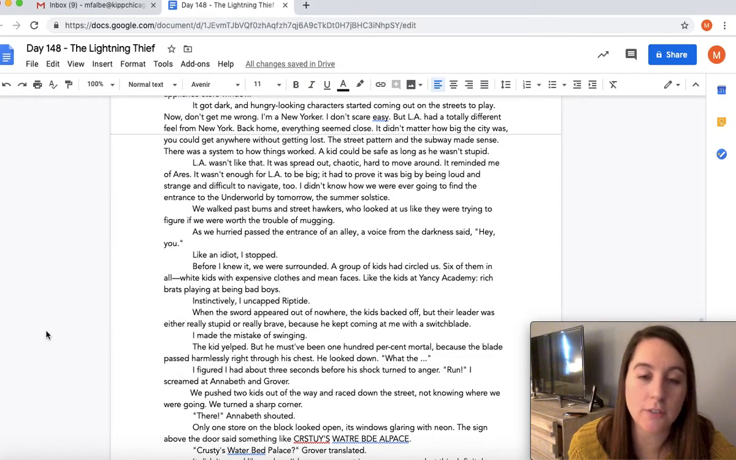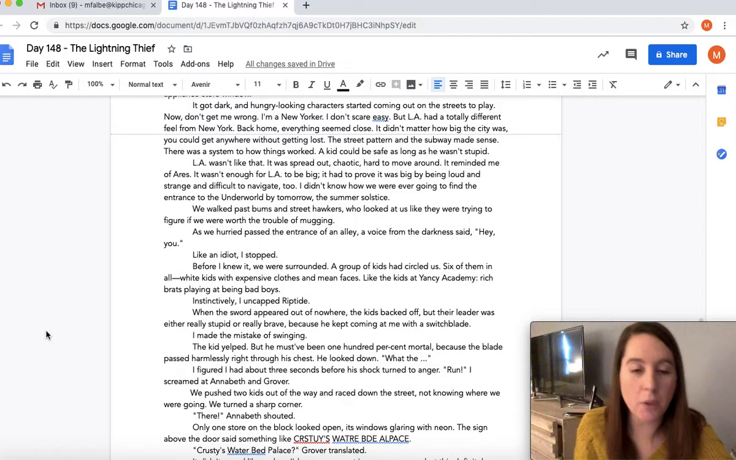As we hurried past the entrance of the alley, a voice from the darkness said, Hey, you! Like an idiot, I stopped. Before I knew it, we were surrounded. A group of kids had circled us, 6 of them, in all, white kids with expensive clothes and mean faces, like the kids at Yancey Academy, rich brats playing at being bad boys. Instinctively, I uncapped Riptide. When the sword appeared out of nowhere, the kids backed off. But their leader was either really stupid or really brave, because he kept coming at me with a switchblade. I made the mistake of swinging. The kid yelped, but he must have been 100% mortal, because the blade passed harmlessly right through his chest.